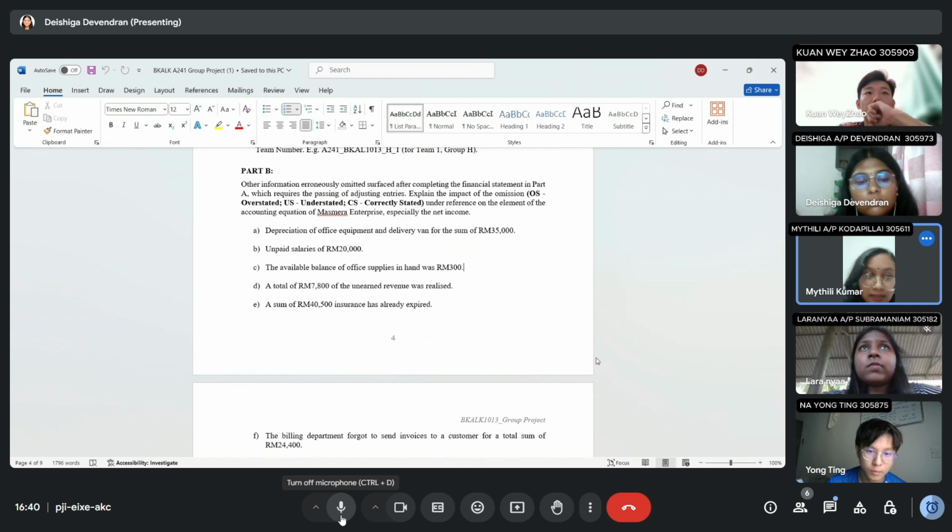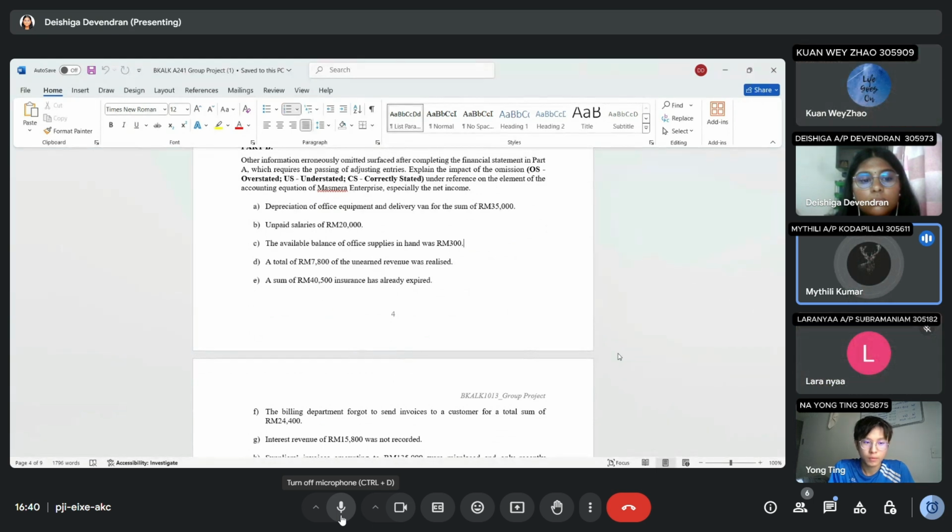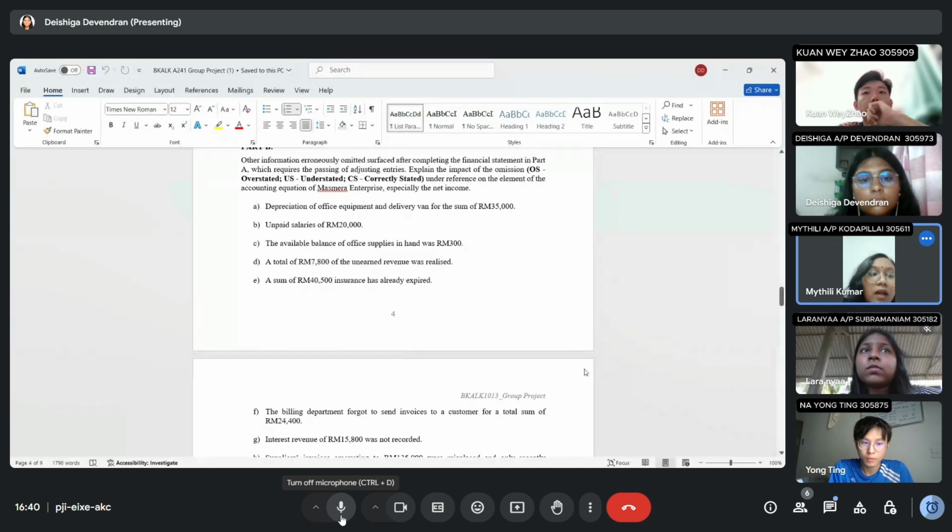Expenses are understated because depreciation expense wasn't recorded, so total expenses are understated. So moving on to question E, unpaid salaries of 20,000. The assets are correctly stated. This is because salaries payable doesn't directly affect assets. For liabilities, it is understated.